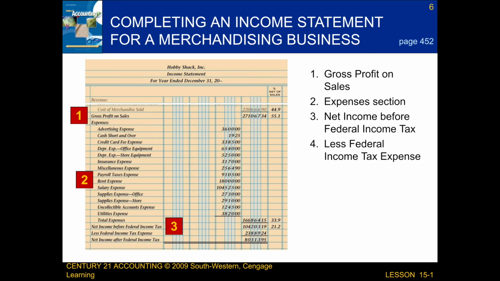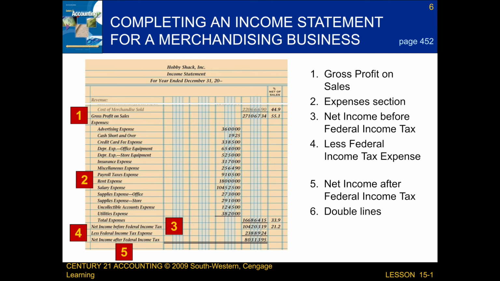Following that, we subtract the federal income tax expense. Then, we calculate the net income after federal income tax. Next, we draw a double line rule. And finally, we calculate the component percentages.